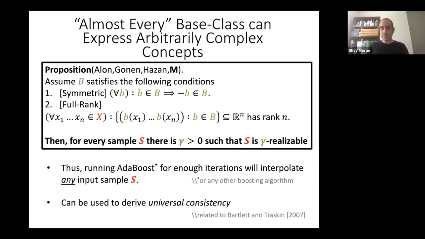I will not get much into it, but this can be used to derive universal consistency. It can be used to show that you can use boosting algorithms to learn any target concept, but of course the sample complexity will be target concept dependent, just like we have in k-nearest neighbors, for instance. It's a Bayes consistent algorithm. So this really says that you can use boosting to approximate arbitrary concepts, as long as the base class satisfies these conditions.